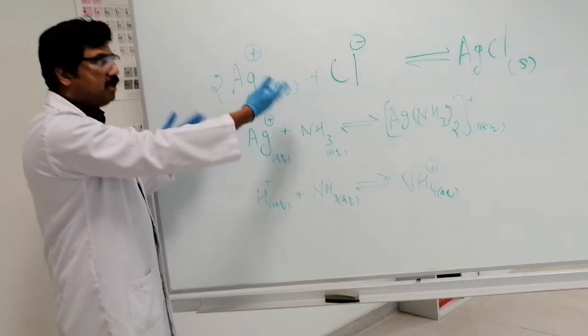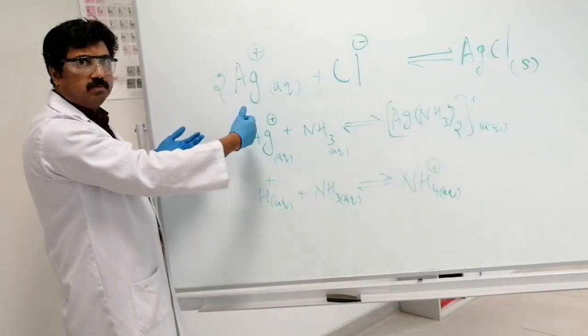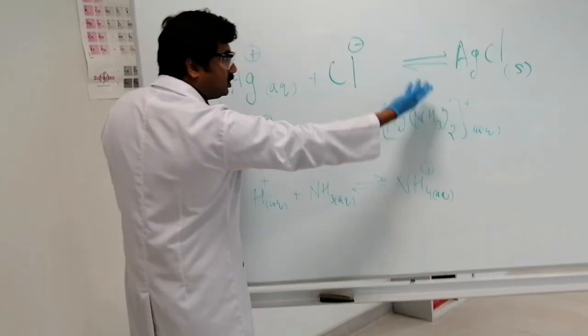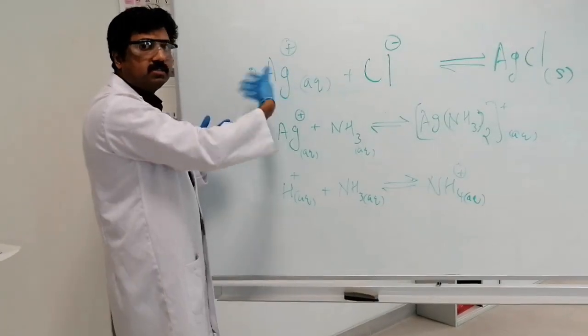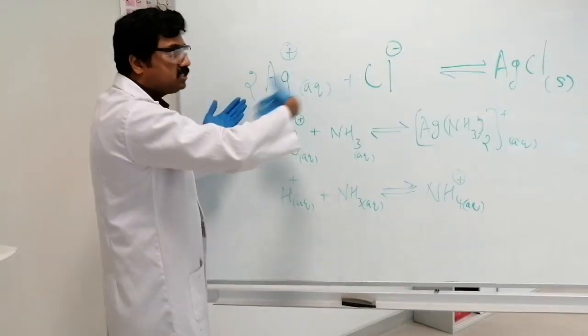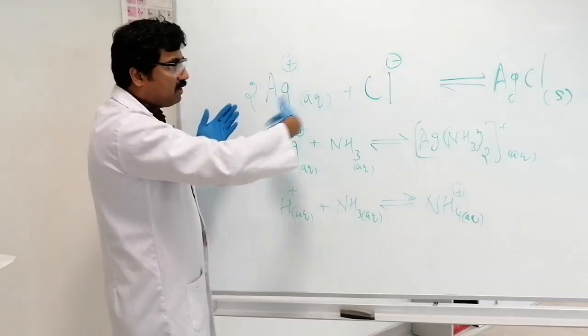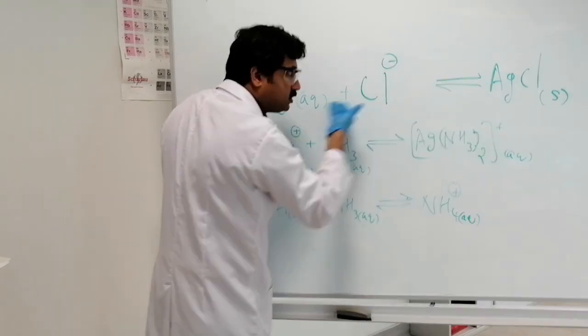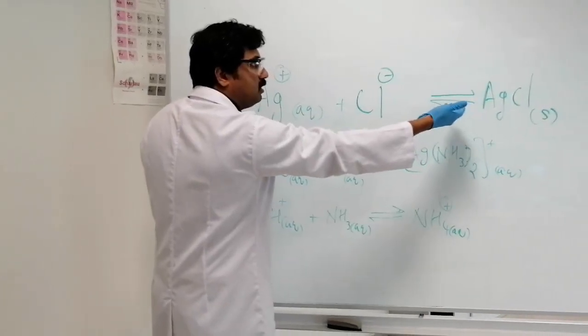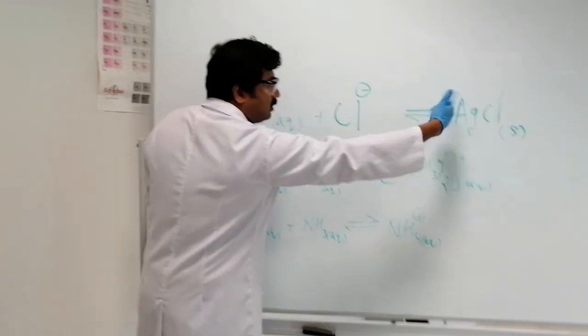So again, as per the Le Chatelier principle, the equilibrium will be shifted to left side so as to produce more and more silver ions in the solution. You can see this equilibrium shift just by looking at the test tube, because your silver chloride, when it goes to the solution, when it turns to the reactant side, it dissolves.